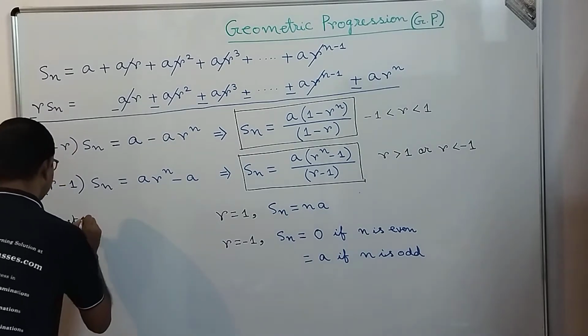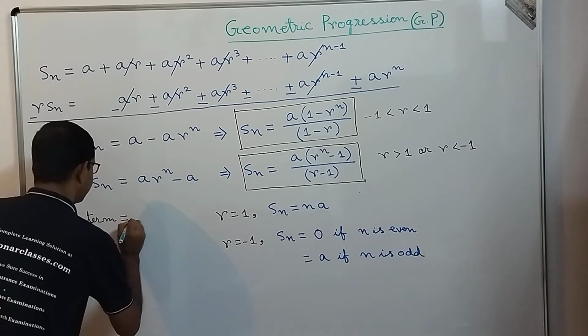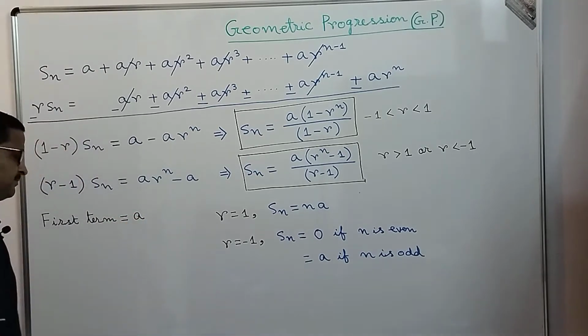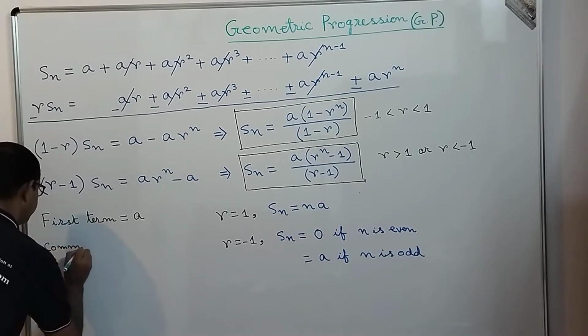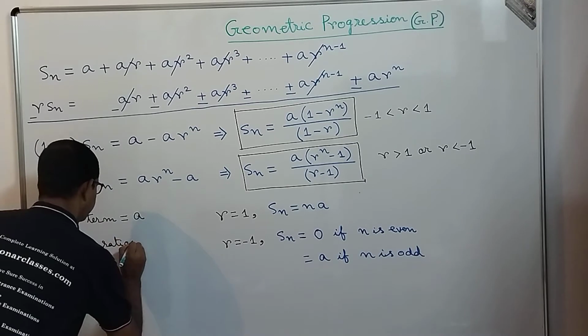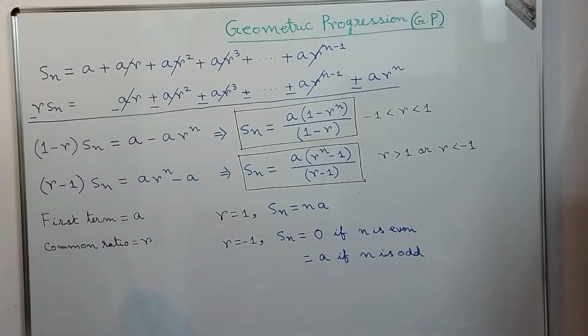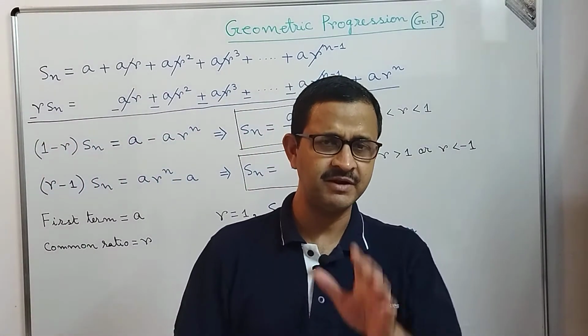The first one is the first term of this geometric progression, generally denoted by a, and the second one is the common ratio, denoted by r. If we know these two, then there are two important formulas we can derive. We already derived them, but let me summarize.